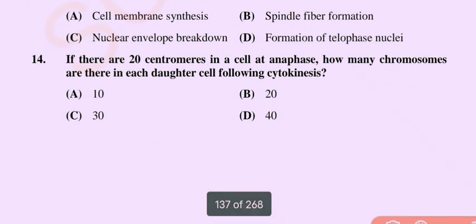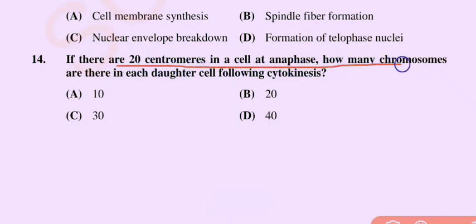Question number 14. If there are 20 centromeres in a cell at anaphase, how many chromosomes are there in each daughter cell following cytokinesis? Option A 10, option B 20, option C 30, option D 40. So the correct option is option A, 10.